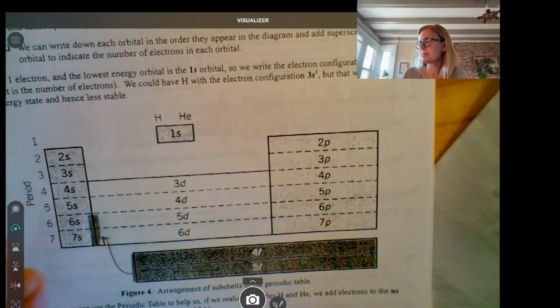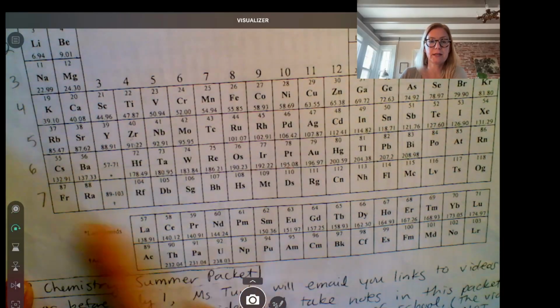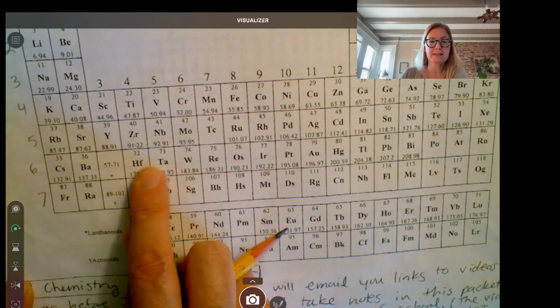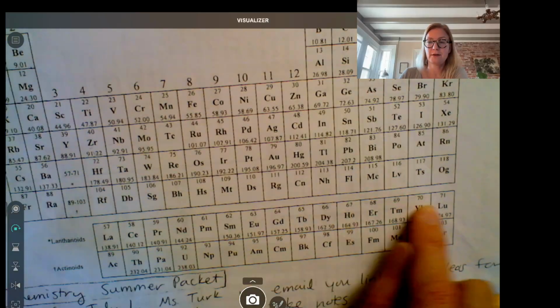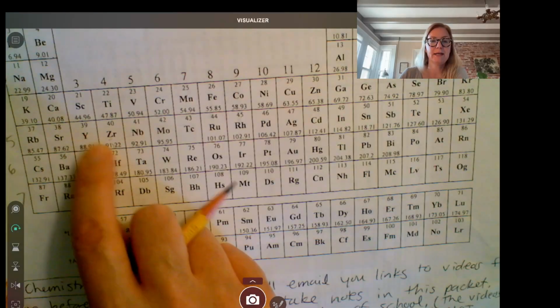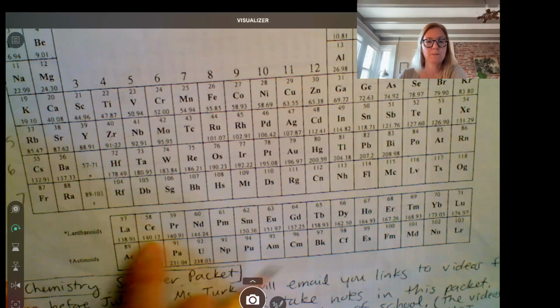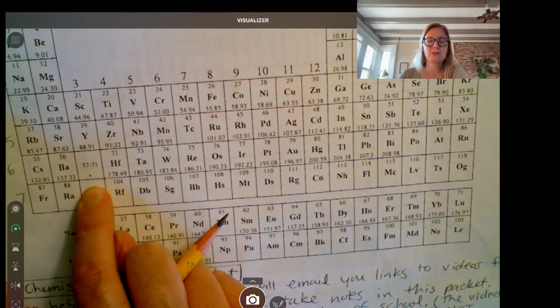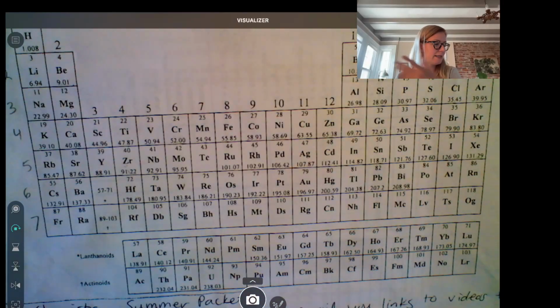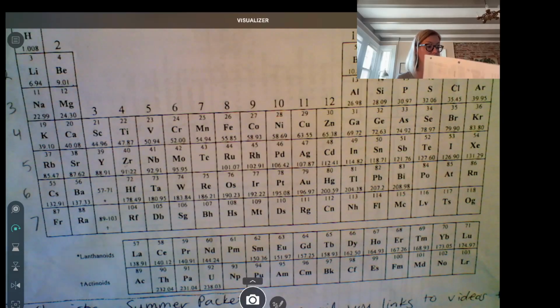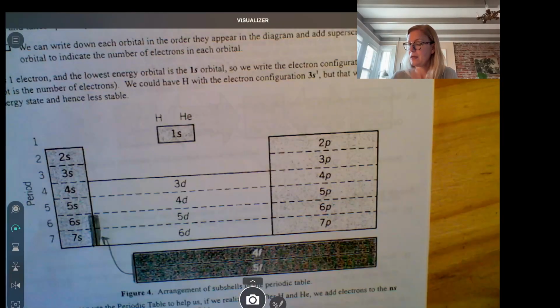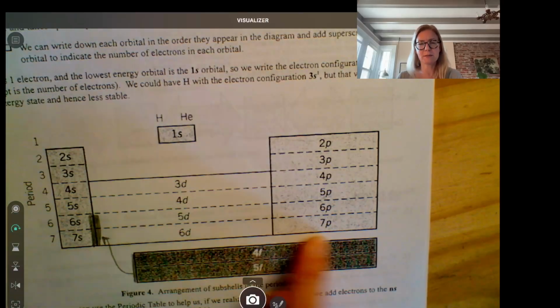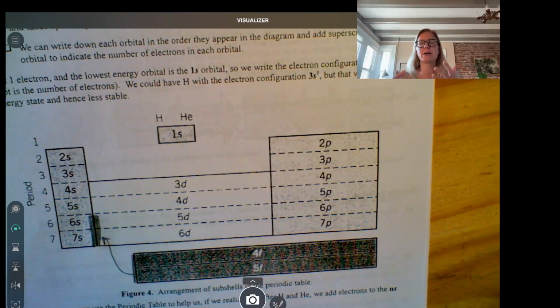So you may have noticed how the numbers jump around, okay? So you go 55, 56, and then 57, all the way up to 71, and then back up to 72, okay? So the F block down here is supposed to be inserted there. They just took it out so that the periodic table would be easier to fit on a piece of paper, really, okay? So we can get used to using the periodic table as a way to trace our way through electron configurations, okay?